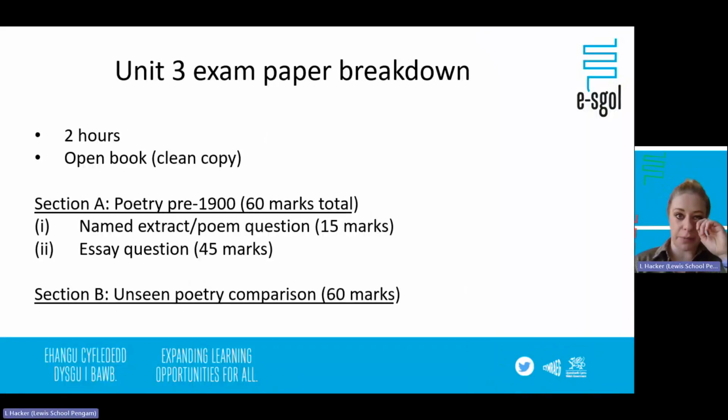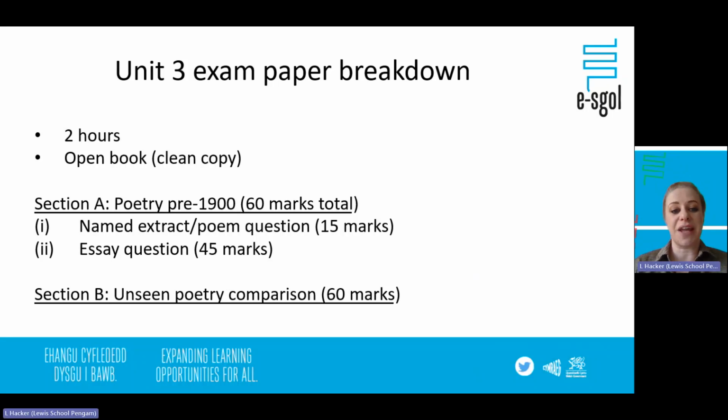Okay, so let's have a quick breakdown of the Unit 3 exam paper, considered one of the most tricky papers, but in actual fact, it's absolutely fine. It's a 2-hour paper. It's an open book, clean copy paper, which means that you are able to take in a clean copy of the text that you have been studying, obviously no notes, and it is broken into 2 sections. Both sections are worth 60 marks each, 120 marks total for the paper.